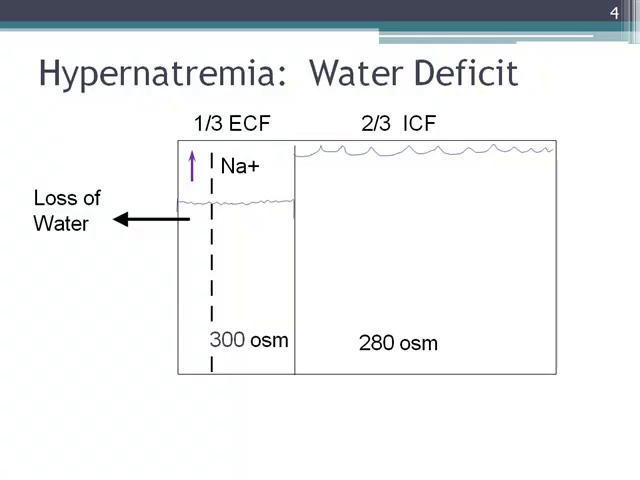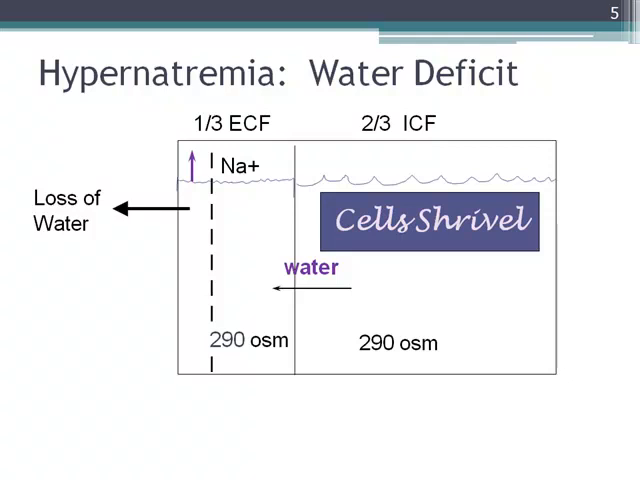So in this case, we've lost fluid out of our extracellular compartment, both the vascular space and the interstitial space. We've made that area more concentrated. So what's going to happen to try to correct that? Water is going to move from the intracellular compartment, where it's more dilute, over to that extracellular compartment to try to even out those osmolalities. As a result of that, the cells themselves shrivel up and don't work as well. They don't function properly because they're all shriveled up.